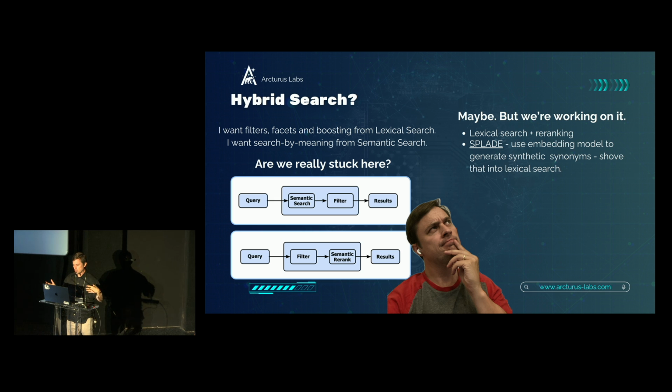SPLADE is a great example, where effectively we can take the embedding model that we would have used to embed this into a vector database, and we're teasing the vector model to effectively create synthetic synonyms that we can then shove into lexical search. It is a recall play, trying to get as many documents as possible, but it still does treat these synonyms as a bag of words. So it still does have some of the problems.